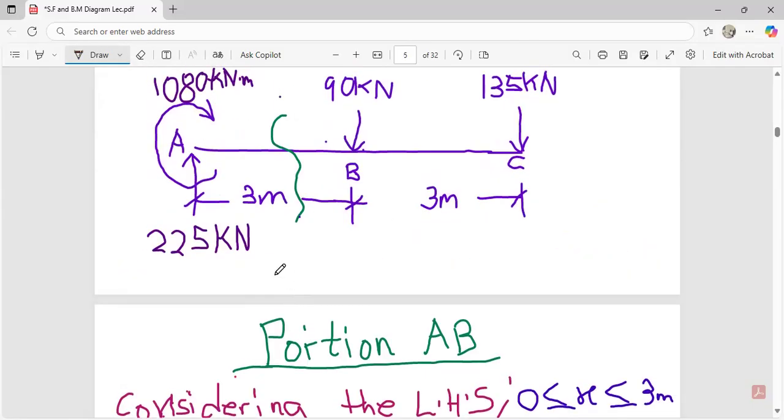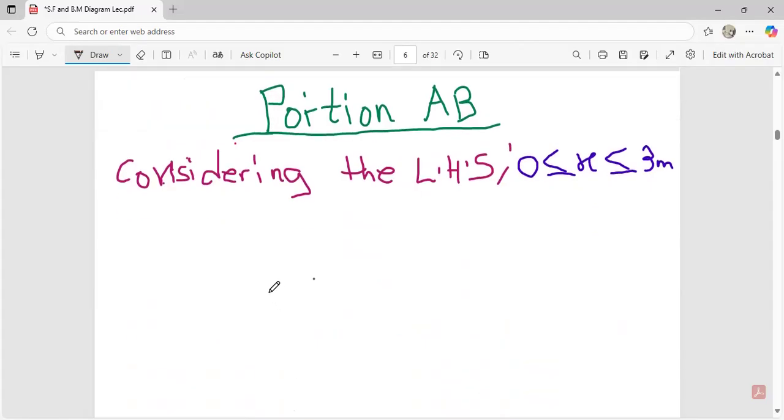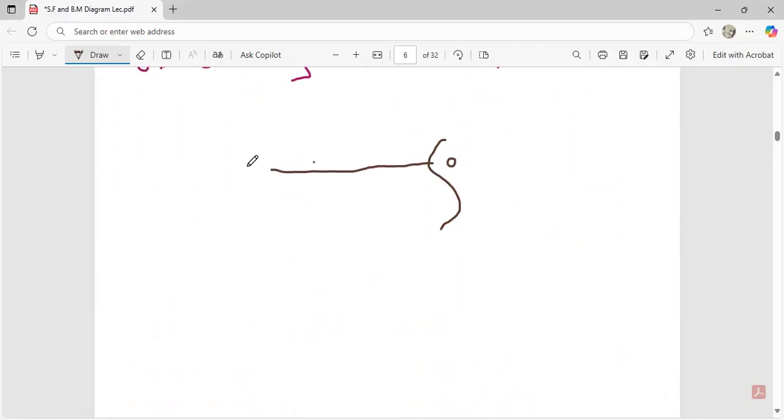So after the cut, this is what I can see. What you can see after you take the cut, you put it down. Wherever I cut the shear force, you should know that there is an origin. And this is my VA, the 225 kilonewton. Then I can also bring my moment. The moment was what? 1080. I hope you remember.